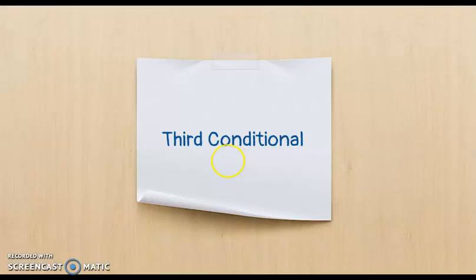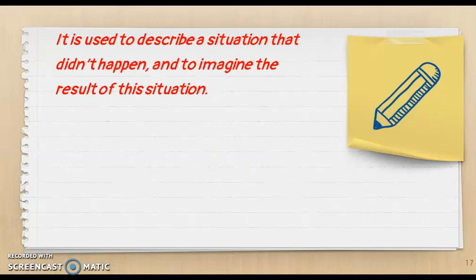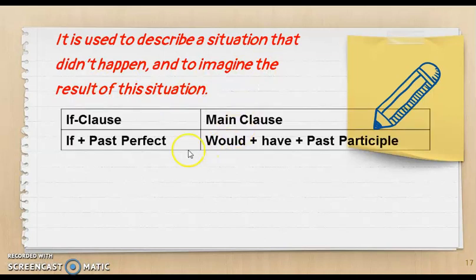Third conditional. Third conditional is used to describe situations that didn't happen and to imagine the result of these situations. Again, the difference between the third conditional and the second conditional is that the third conditional is used for situations that didn't happen, and you imagine the result of these situations. Okay. The sentence structure looks like this. If clause takes on past perfect tense, main clause takes on would have plus past participle. Past participle is the third column verb.